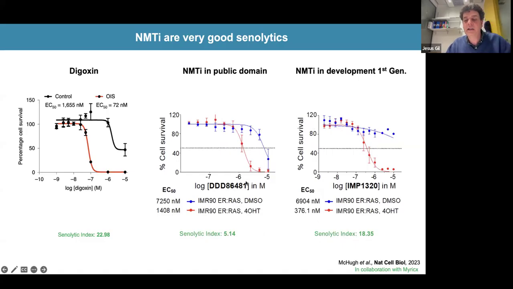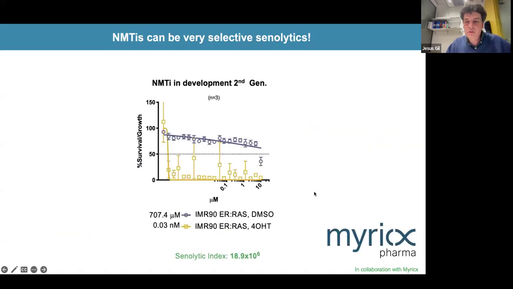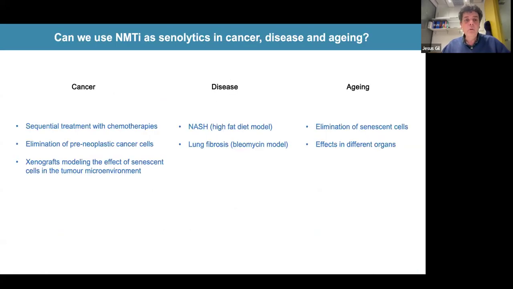So basically these ones that are here, but just to show you, this is one of the latest second generation inhibitors developed by this company. And this is the selectivity between, in this case, senescent cells in yellow and non-senescent cells in blue. This is working in the sub-nanomolar range and has a selectivity of millions of times. So potentially, these are very good senolytic inhibitors. I will go very quickly through some of the results that we have. So we tested this in models of aging, senescence, cancer and disease.